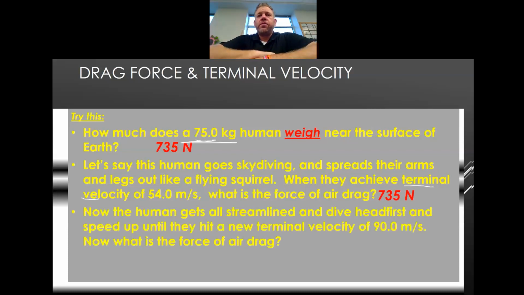Now the human gets all streamlined, head first dive, and hits a new terminal velocity of 90 meters per second, just about 200 miles an hour. Now what is the force of air drag? Again, because they're at terminal velocity, in between this 54 and 90 the forces are unbalanced, 100%, but that's not what we're asking. We're asking when they hit this new terminal velocity. Their force downward, the gravitational pull from the Earth, is going to be balanced out by the air drag, the air pushing back upwards against it. So if the air is equal to the gravity, it should be 735 again. Their weight will always be the same there.